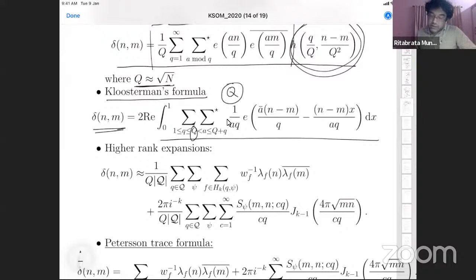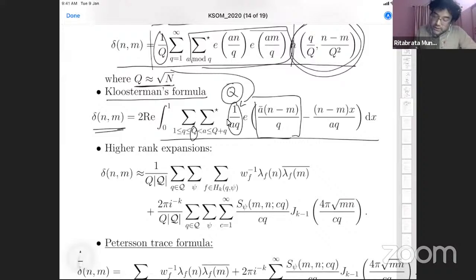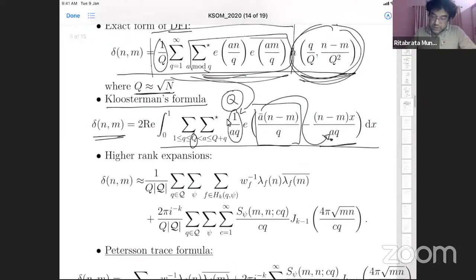Now here you'll see that this 1 by q is basically this 1 by aq, and this was the Ramanujan sum over here. But the main thing is that the arithmetic parameter also appears on this side. Earlier, the arithmetic side and the analytic side were separated. Here the arithmetic and analytic are intertwined, but it's not really a big problem in certain situations. And the plus point of the Kloosterman formula is that the analytic part is completely explicit.